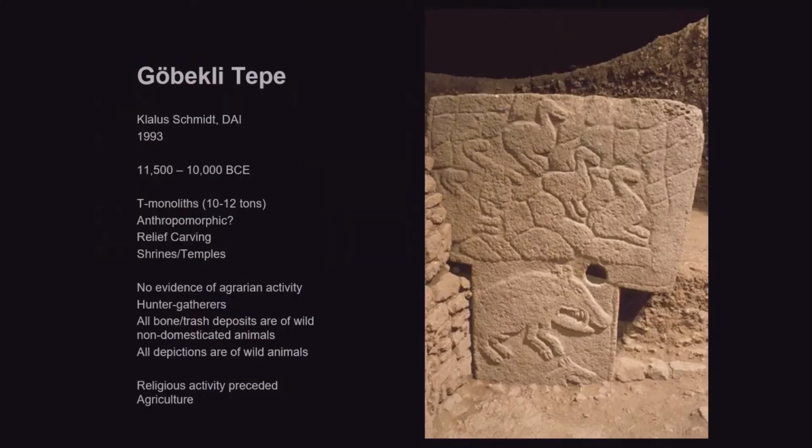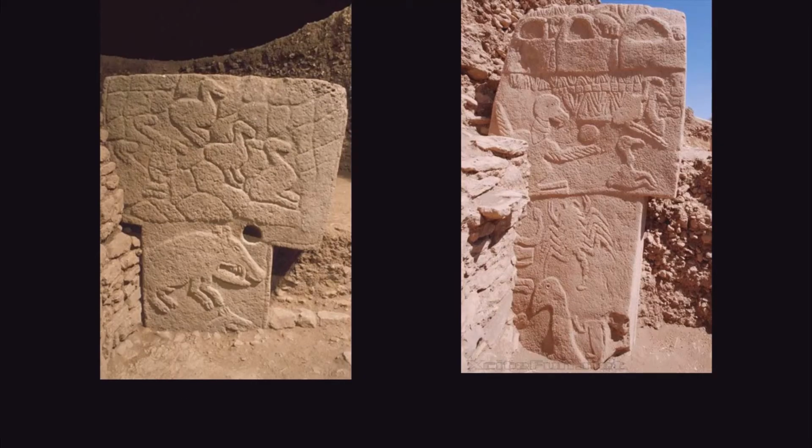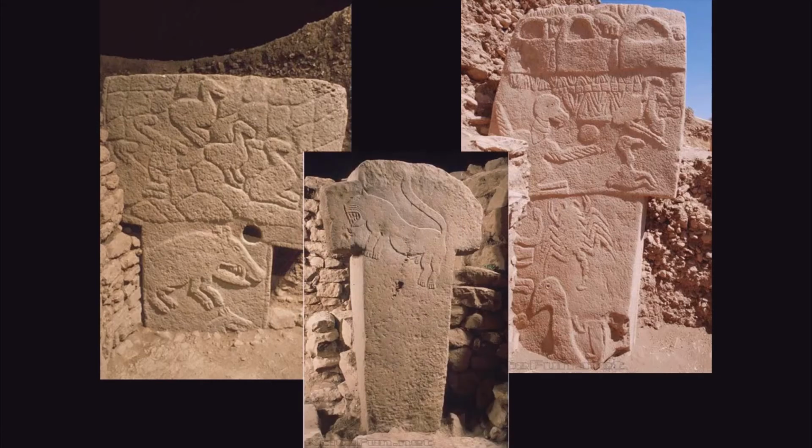And so he started excavating it, and not only were the T-shaped monoliths impressive, but they were covered in really beautiful relief carvings. When he started looking at the relief carvings, he noticed that almost all of the animals on these relief carvings were wild animals: boars, scorpions, vultures. There was not a single thing that was a domesticated animal, which was interesting. Here's a picture of Klaus Schmidt standing next to one of his discoveries. Here are a couple more of some of these T-shaped monoliths. You can see that it has vultures, scorpions, a wild boar. This one has a leopard carved into it.